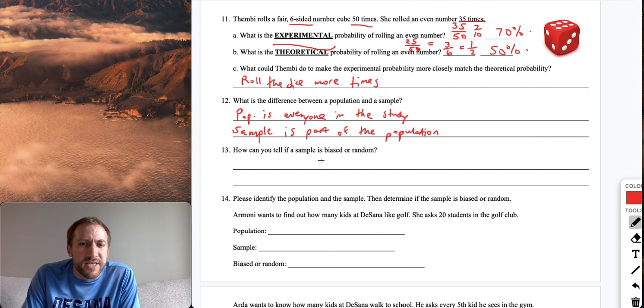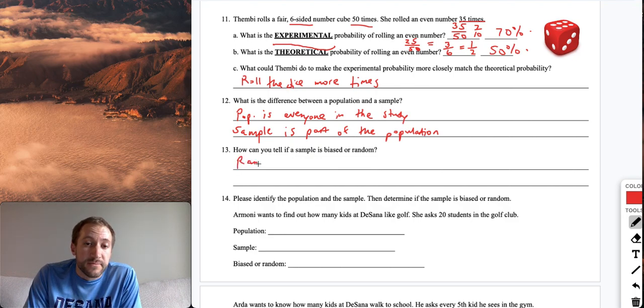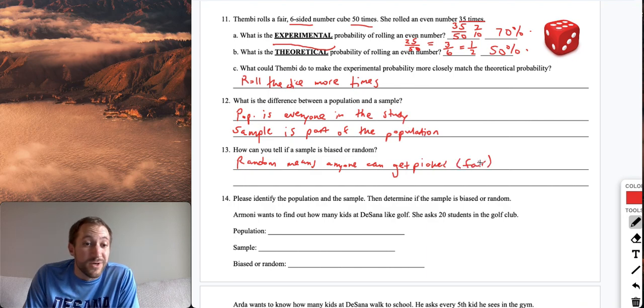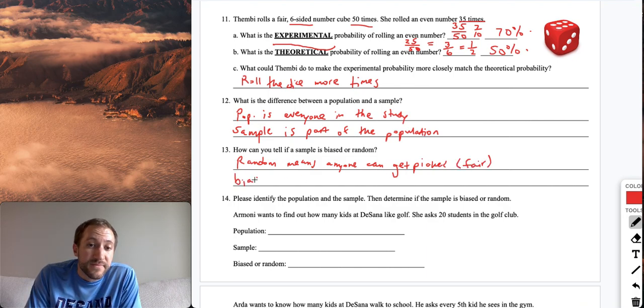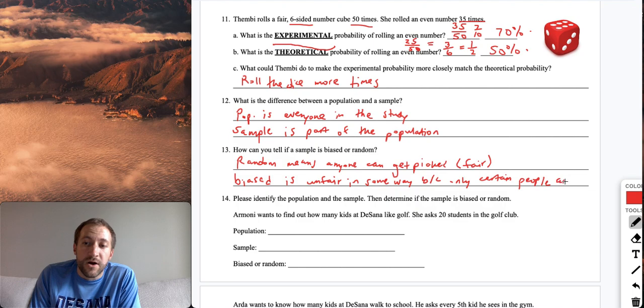The next one, how can you tell if a sample is biased or random? So random is anyone has a chance to get picked. Random means everyone or anyone can get picked. And random, at least in terms of collecting data, is fair. It's a fair way to do it. Biased, however, is unfair in some way, because only certain people get picked.